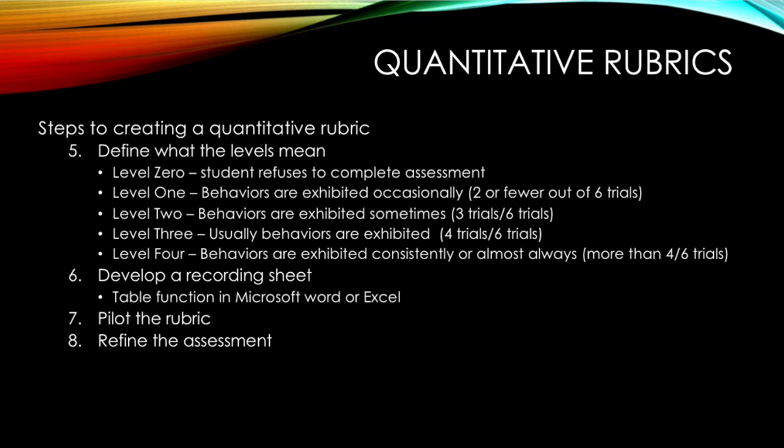So level 0 is students refuse to complete assessment. Level 1 is behaviors are exhibited occasionally, so 2 or fewer out of 6 trials. Level 2 is behaviors are exhibited sometimes, 3 out of 6 trials. Level 3 is usually behaviors are exhibited, 4 out of 6 trials. And level 4 is more than 4 out of 6 trials.